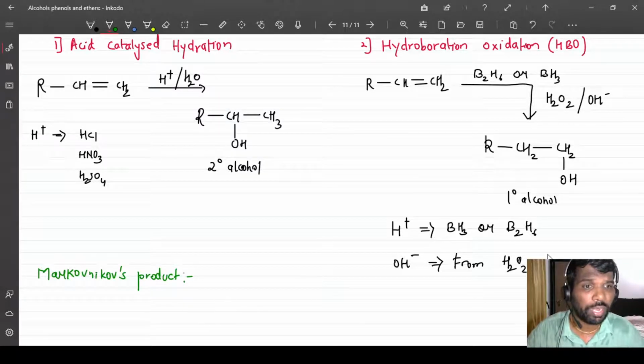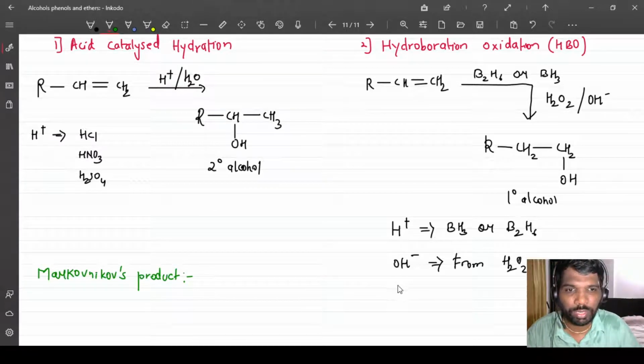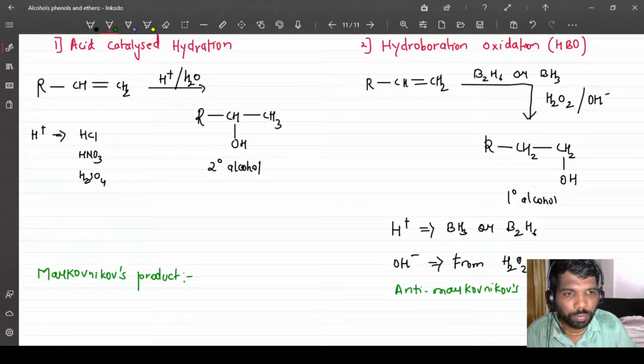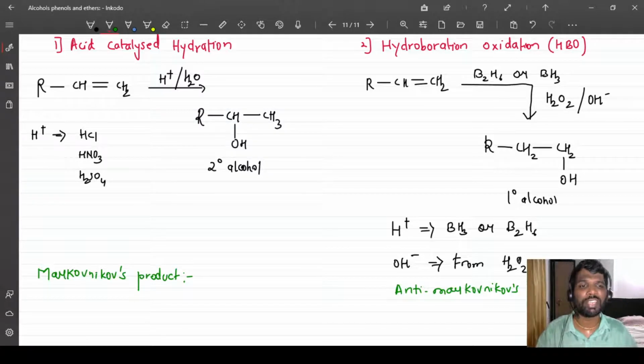Here we are getting a primary alcohol, which means it is the anti-Markovnikov product. But remember students, I have written anti-Markovnikov product just because it is giving me a primary alcohol, where the OH part, the negative part, is attacking the carbon which has more hydrogens. But the mechanism followed by hydroboration oxidation is completely different from what is followed for an actual anti-Markovnikov reaction.